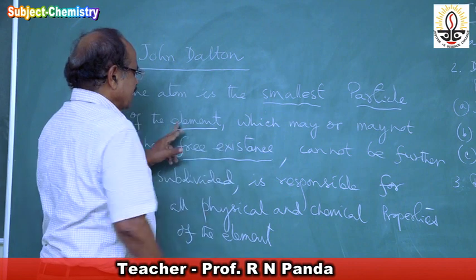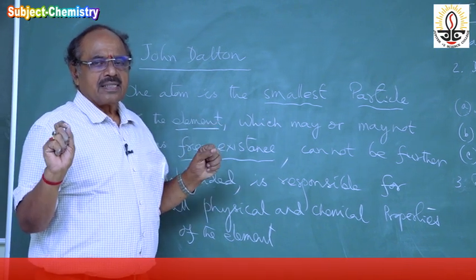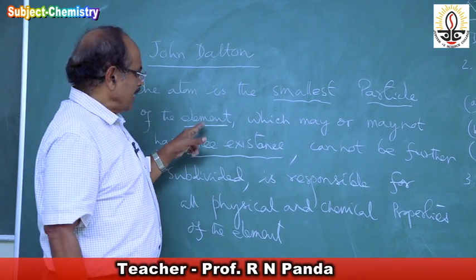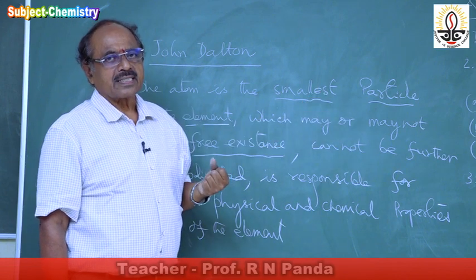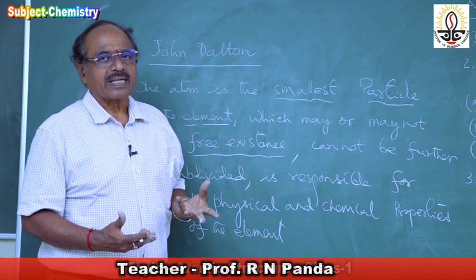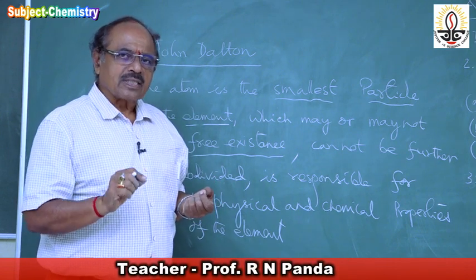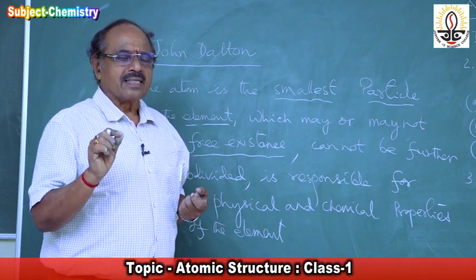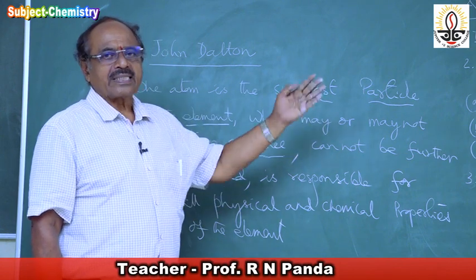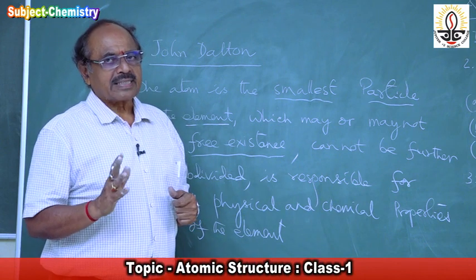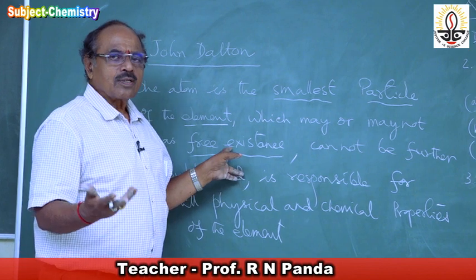What is an element? Matter exists in the elementary state or in the combined state. In the elementary state it exists as an element, and in the combined state as a compound. When matter exists as an element, the element consists of its own particles. If you say the element oxygen has particles of oxygen, that is existing as an atom. Whatever properties the element has, the particles will have. The atom is the smallest particle of an element which may or may not have free existence, meaning you may be able to isolate an atom, or you may not.